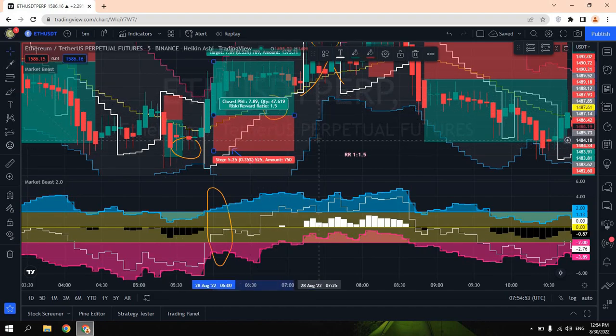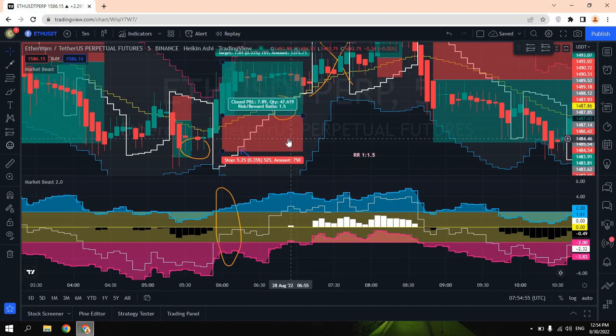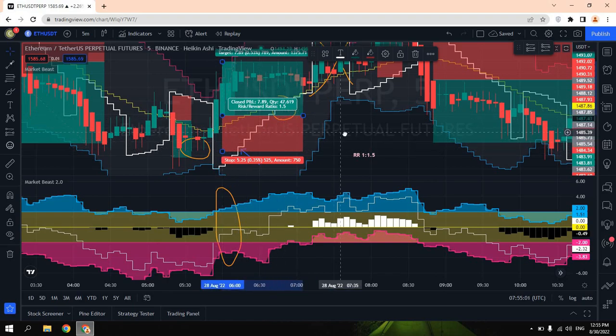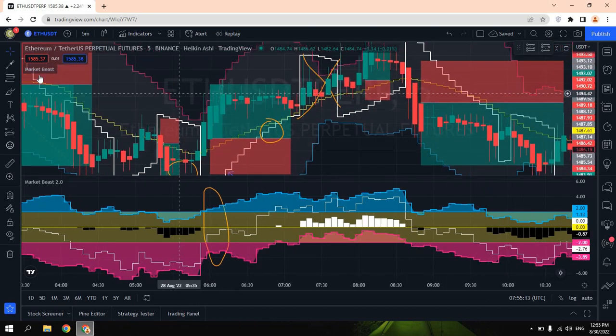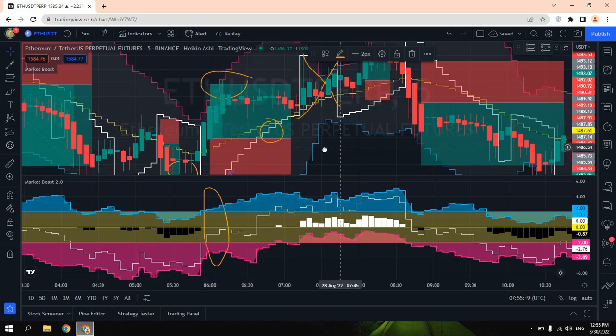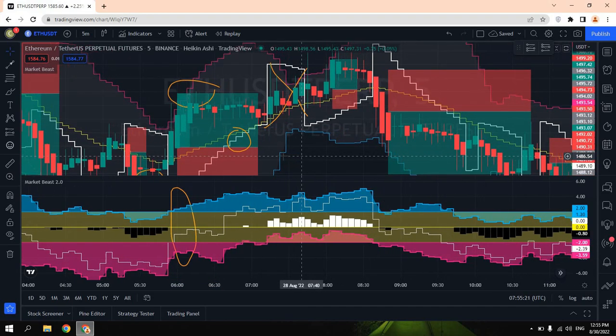Can you guys see the risk reward? What does risk reward mean? This is risk reward, risk reward ratio 1.5. So in all our trades we will use this risk reward 1:1.5. So yes, here we took entry. After that our target hits successfully here, as you guys can see. Alright, let's move further.